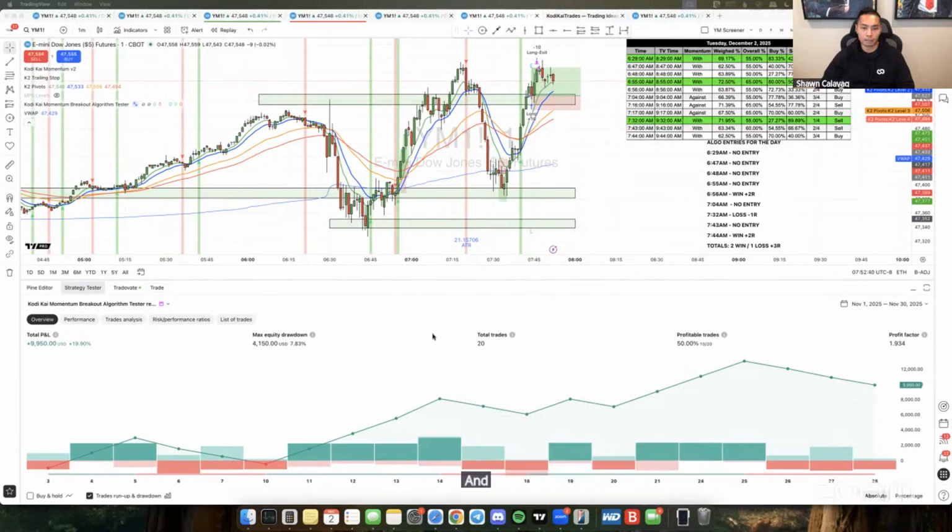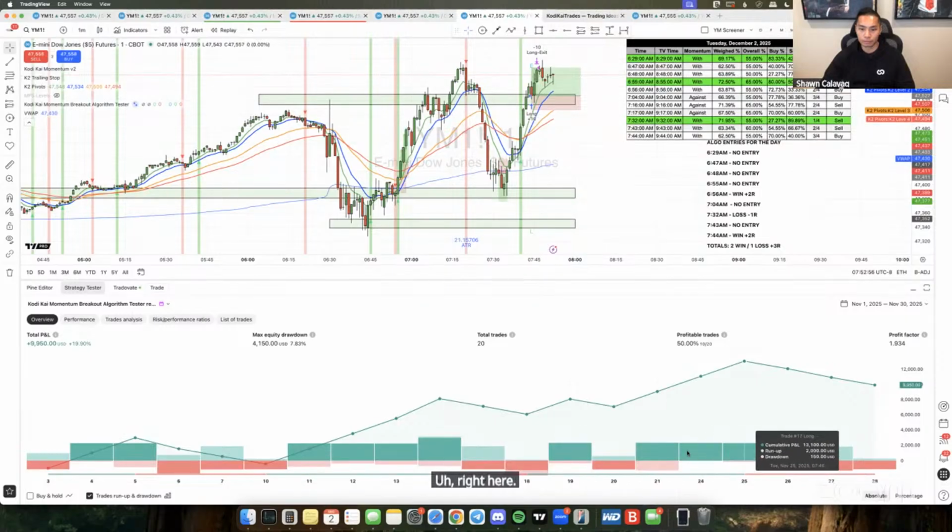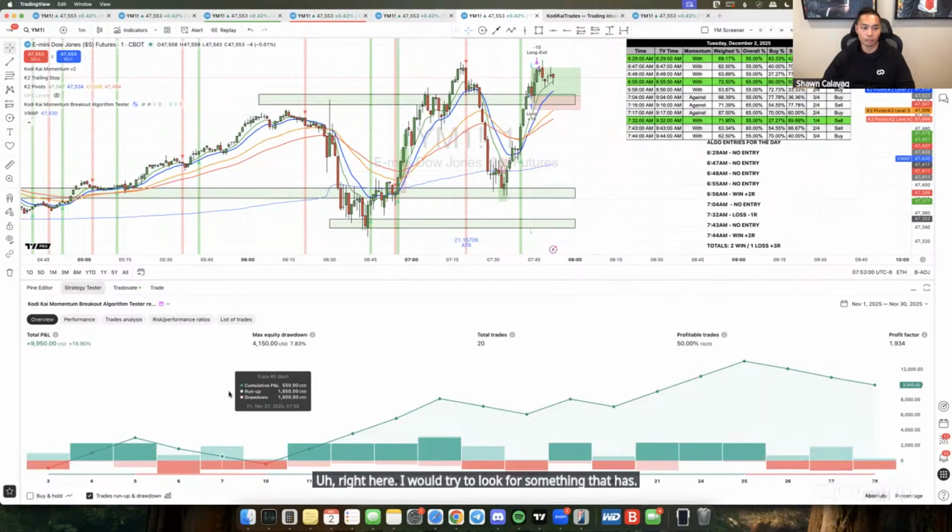And I mean, this is good. What I like to see here is minimal drawdown period. I think this one might not be super great because there's some decent, not massive, but there's a drawdown period, of course, right here. I would try to look for something that has more minimal drawdown.